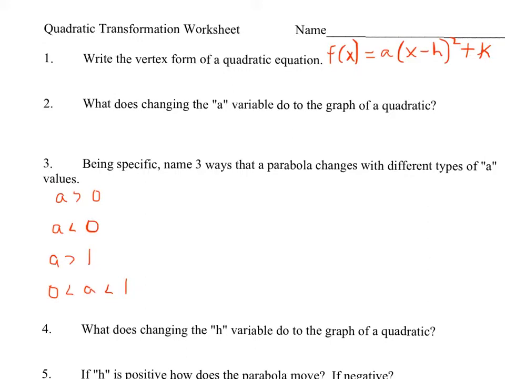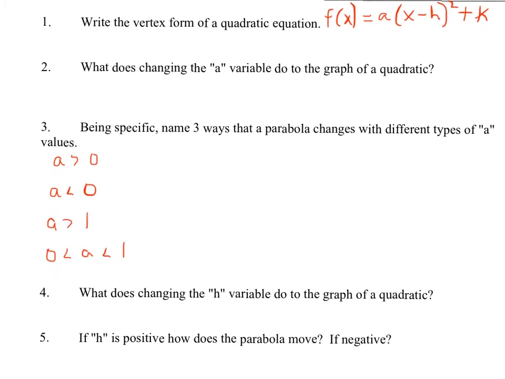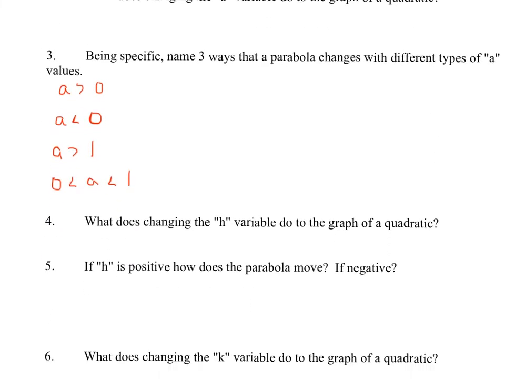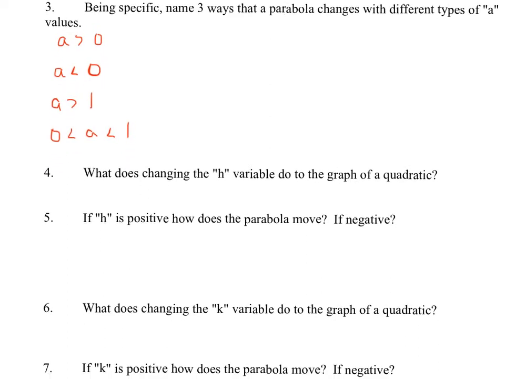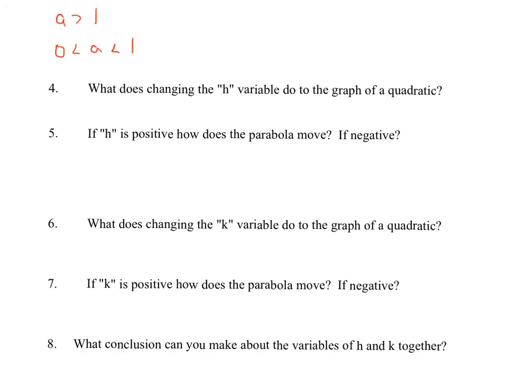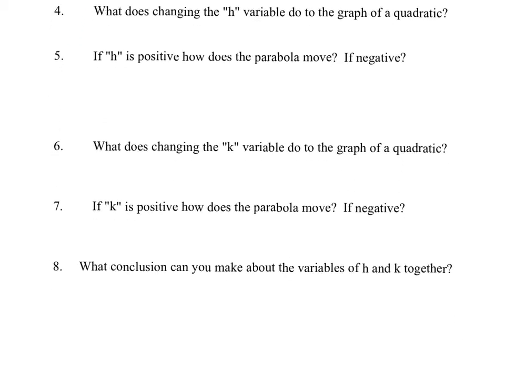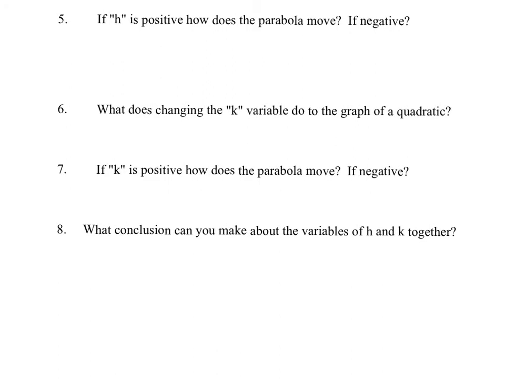You are to continue answering these questions, and most of these answers should be found in your notes that we took in class the day before. For example, we discussed what happens to the graph when we change the k variable. And you have to make a conclusion about the variables of h and k together. What I'm looking for there is basically the ordered pair (h, k) will tell you the what of the parabola.